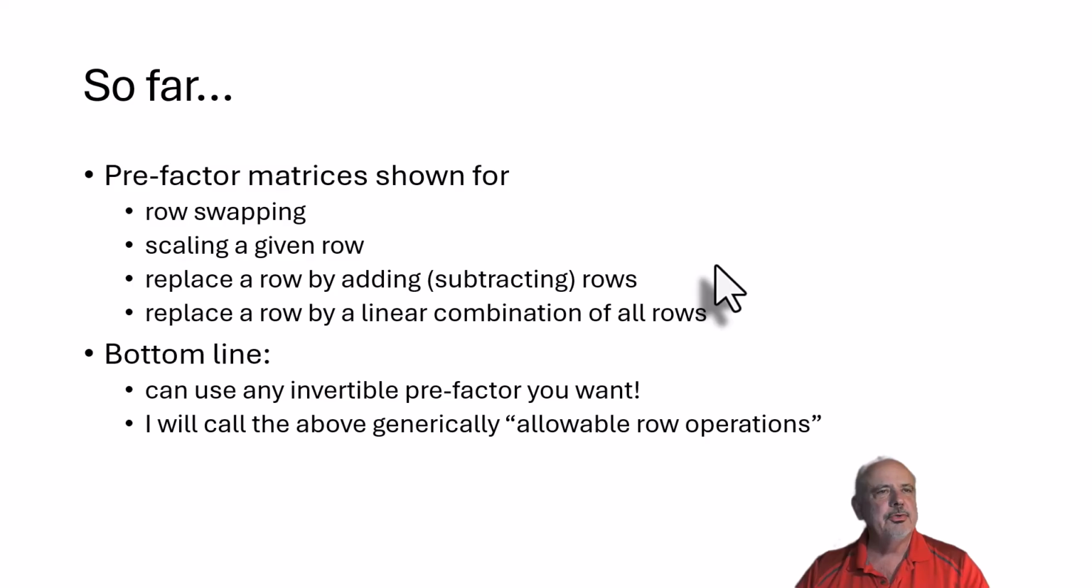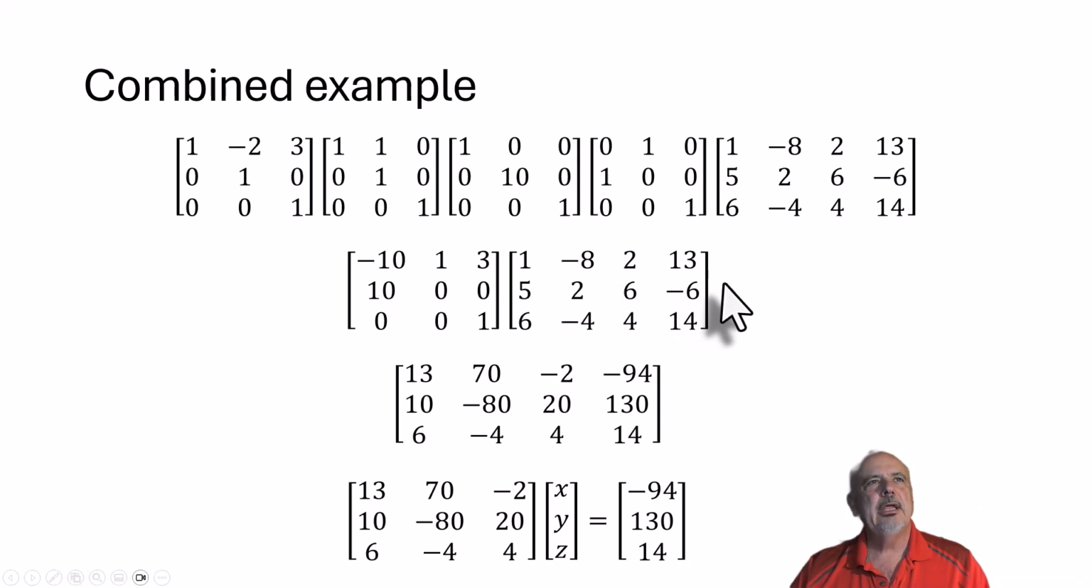You can pretty much use any invertible prefactor that you want. I just generically call this allowable row operations. I could do all of these in order. I could swap the first two, scale the second, add the first to the third. I could do a bunch of these things all running together in multiple. And when I multiply these three matrices together, I get this matrix, and I still have the same augmented matrix. That's going to create this augmented matrix.